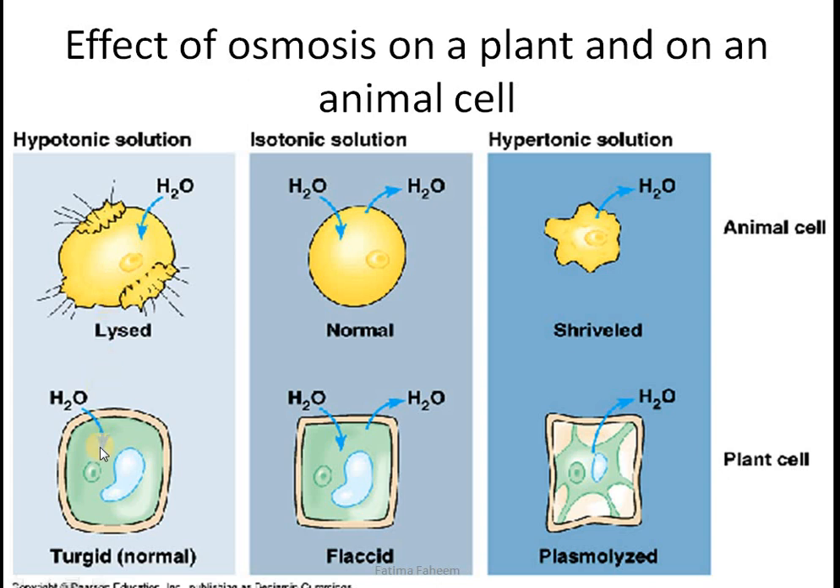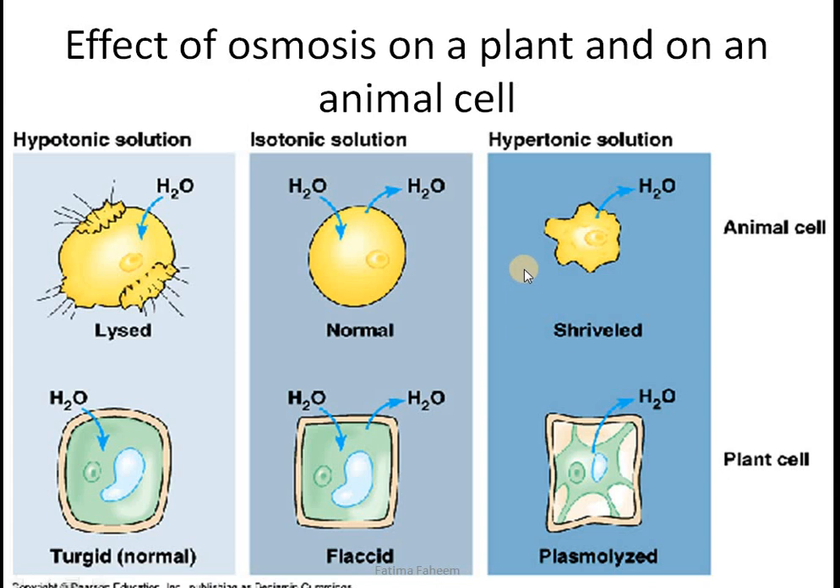But on the other hand, I have placed a plant cell here in the same solution. Water is moving into the cell because it is higher outside compared to inside the cell, but the cell has become turgid. It did not burst. The reason is that it has a cell wall which is flexible and tough, and it maintains the shape of the plant cell and prevents it from bursting.